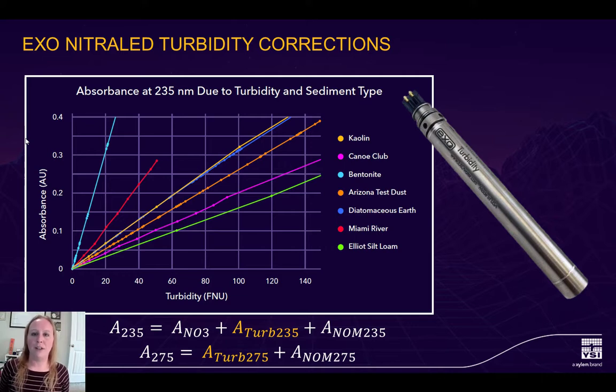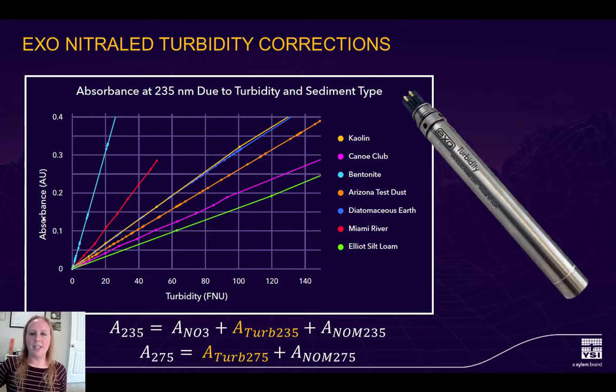As you can see in the graph here, the varying sediment types at different concentrations have different absorbance values. For instance, the average sediment type, and the sediment type that we programmed into the sensor by default, is kaolin, which is the yellow line that you can see here. If the sediment type in your body of water was significantly different from kaolin, such as Elliott silt loam, you can see that there would be a large difference in accounting for the effects of turbidity. So you may be over or under correcting depending on your sediment type. Elliott silt loam is the green line here.